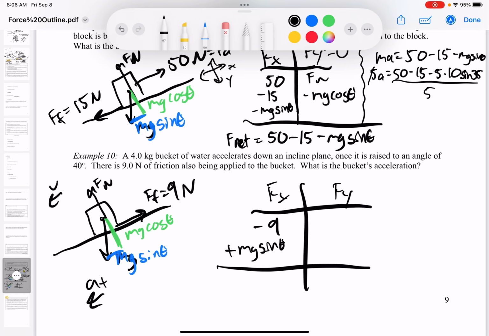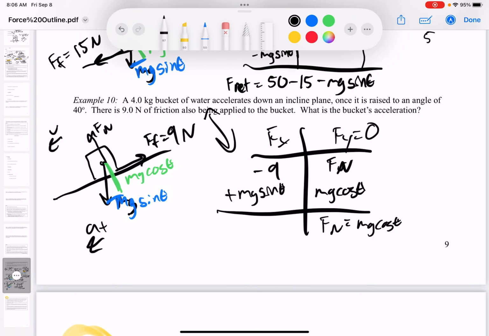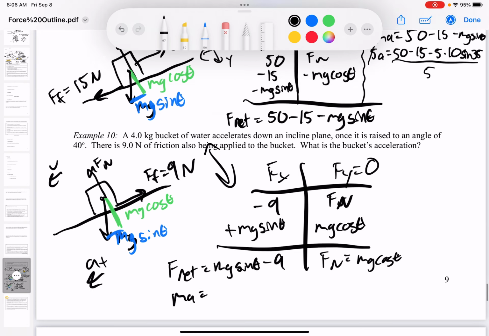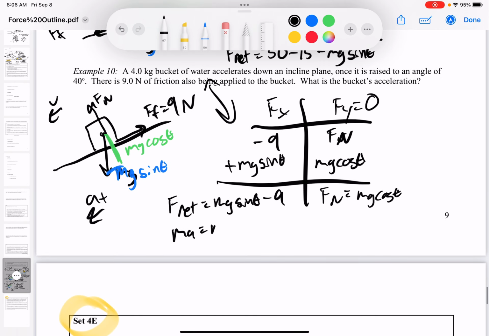And then in the y direction, we have Fn, and we have mg cosine theta. Now, once again, I'm not moving in this plane, right? I'm not moving into the inclined plane or floating off the inclined plane. So I know that Fy equals 0. That also tells me just that Fn equals mg cosine theta. Okay, now I just need to set up my Fnet. Fnet equals mg sine theta minus 9. Then I need to plug in for Fnet, so I have ma equals mg sine theta minus 9, and then I just need to plug in numbers.